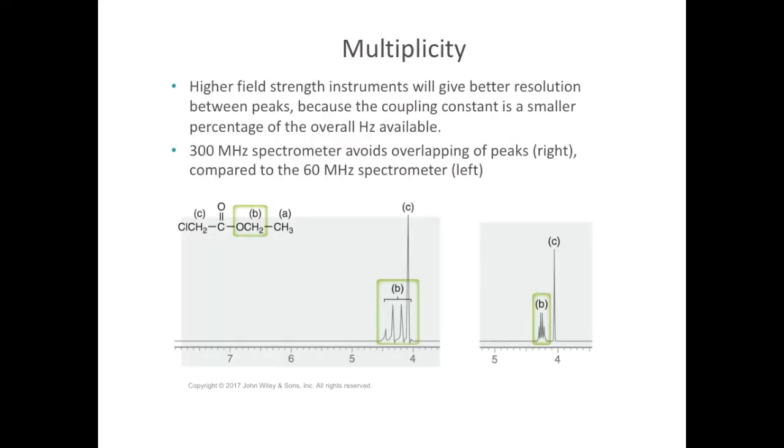Higher field strength instruments will give better resolution between peaks because the coupling constant is a smaller percentage of the overall Hertz available. So the peaks here on the right are what you see from a 300 megahertz instrument, whereas the overlapping peaks here are due to a lower field strength instrument being used.